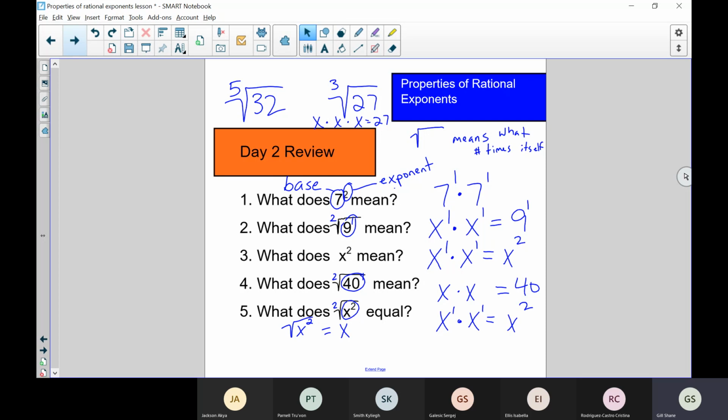So here's what we did last class. I'm going to just walk through all of this real quick. We did the base and the exponent in number 1. And number 2, we said if you see that square root symbol and there's no number, you see where the 2 is? Originally, when I wrote that, there was no number there. So it was just the square root of 9. Well, technically, there's a 2 there.